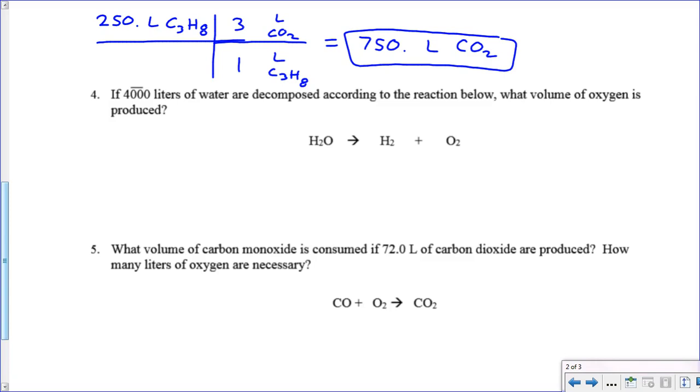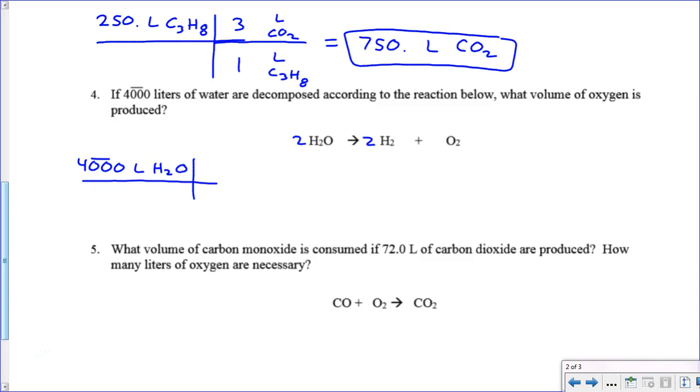We're going to go ahead and balance the chemical equation. Get a 2 here and a 2 here. And then it says we've got 4,000 liters of water. So 4,000 liters of water is what we're starting with. And it asks us how much oxygen is produced.